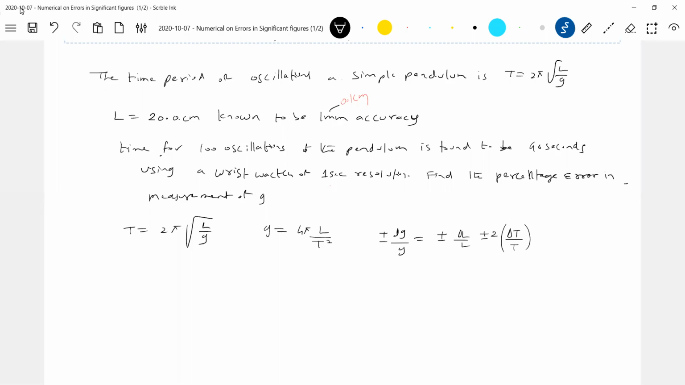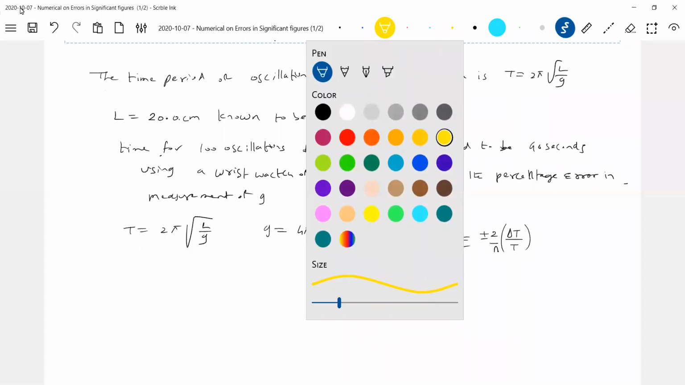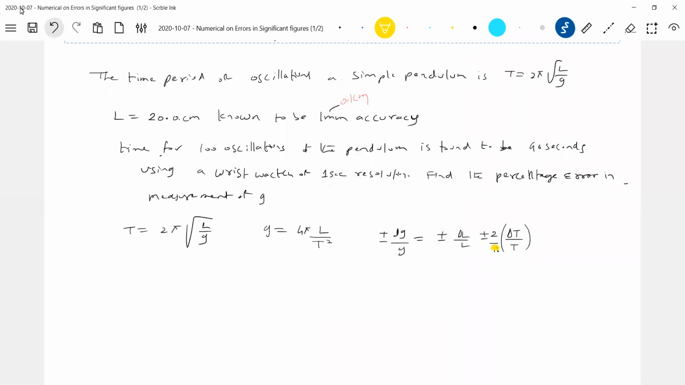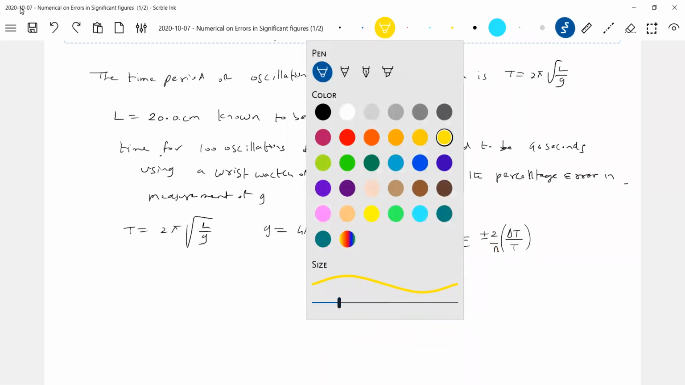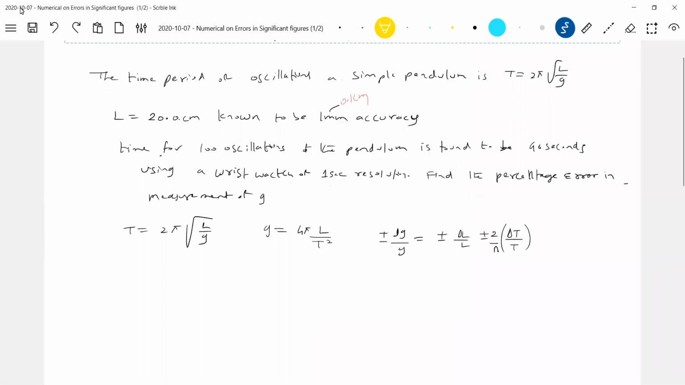But what to do about these 100 oscillations? That 100 oscillations is nothing but n oscillations, which I'll introduce here. And now you can directly ask questions: how do you bring n oscillations here? We know this random error is inversely proportional to the number of observations. And what is this n? Here n stands for the number of oscillations: time for 100 oscillations of the pendulum is found to be 90 seconds.